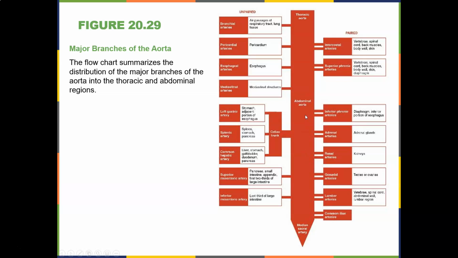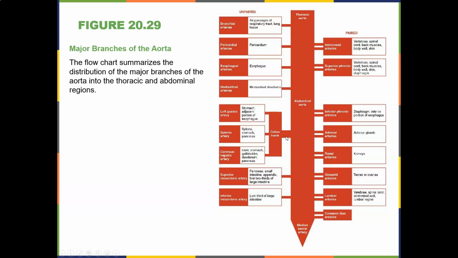Then as you work your way down to the abdominal aorta, you're going to get inferior phrenic arteries, the adrenal arteries, renal arteries, and most of these are named for what they supply, right? So a renal artery will supply the kidneys. The gonadal arteries will, obviously, supply the testes if you're a man, and the ovaries for females. The lumbar arteries will supply the lumbar spine.